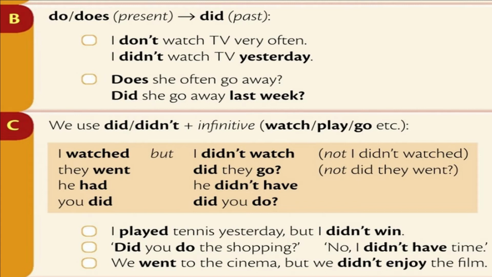Section C. We use did, didn't, plus infinitive: watch, play, go, etc. I watched, but I didn't watch. They went, did they go? He had, he didn't have. You did, did you do? I played tennis yesterday, but I didn't win.